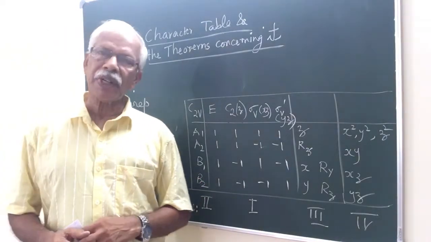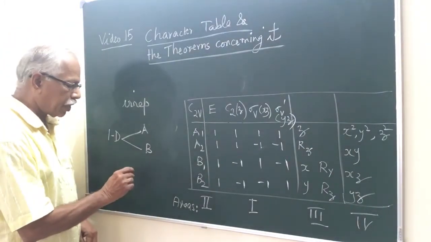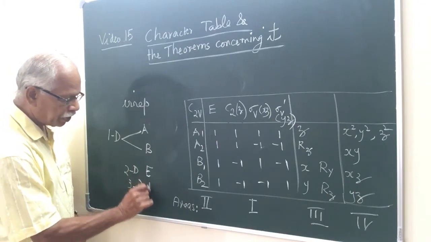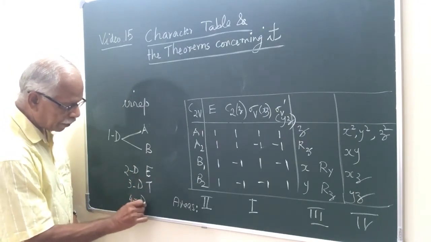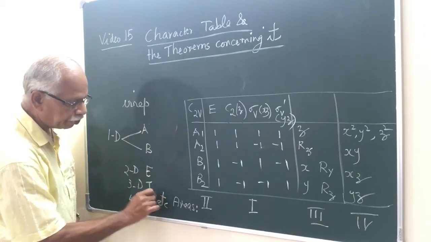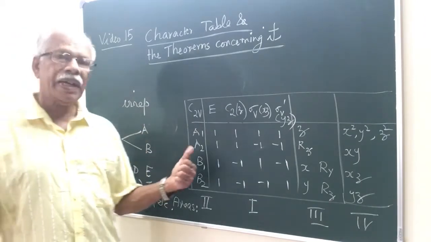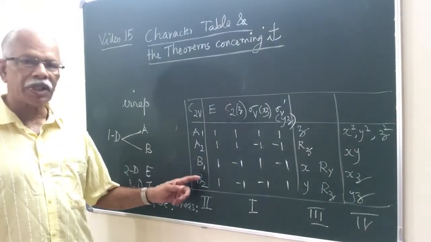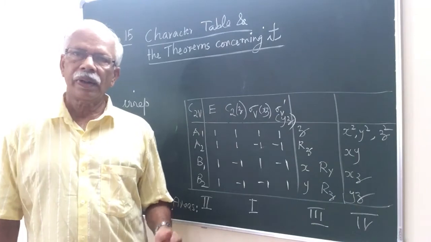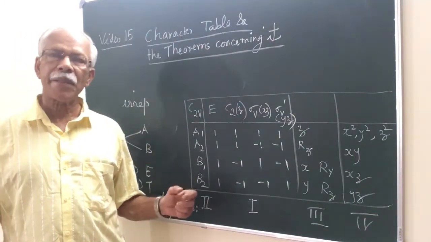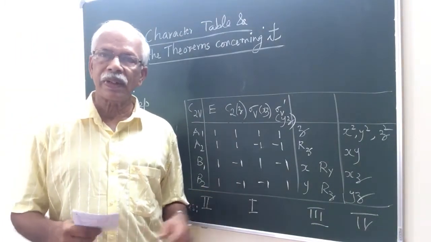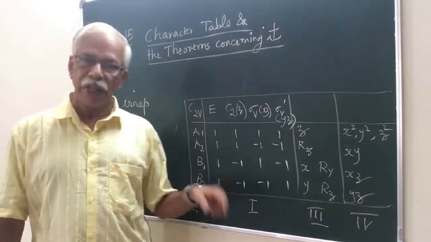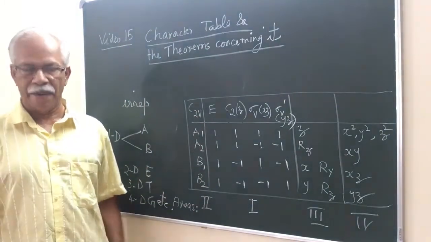A two-dimensional irrep is given the Mulliken notation E, and three-dimensional T, and four-dimensional G, etc. You can notice subscripts 1 and 2 attached to the one-dimensional irreps. The subscript 1 is attached if it is symmetric with respect to a C2 axis perpendicular to Cn.